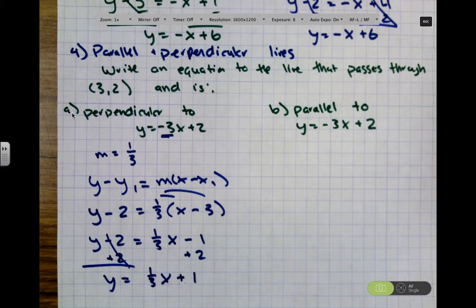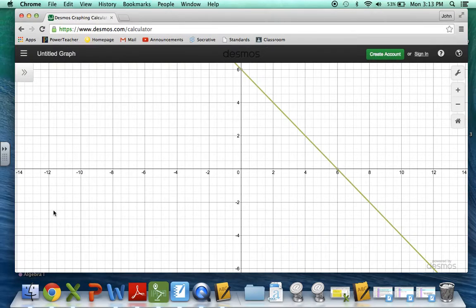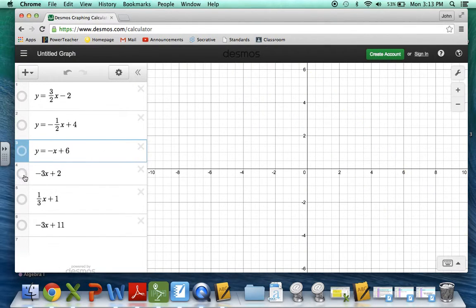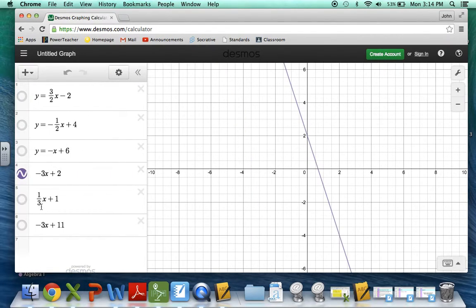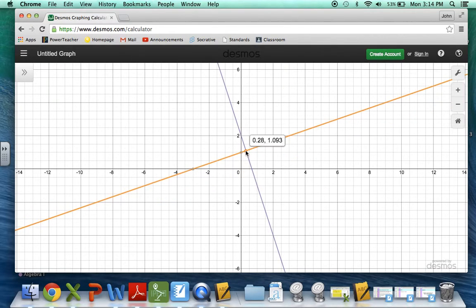So now if we take a look at this in Desmos, these two lines should be perpendicular to one another. Here's our line -3x plus 2, which was our original, and we should have 1/3 x plus 1. So yes, they meet and they create 90-degree angles, which makes these lines perpendicular, and this has to pass through the point 3, 2, which in the orange it does. All right, and the 3, 2 right there. Okay, so those two lines would be perpendicular, and it is going through the point 3, 2. So that one ends up checking out.